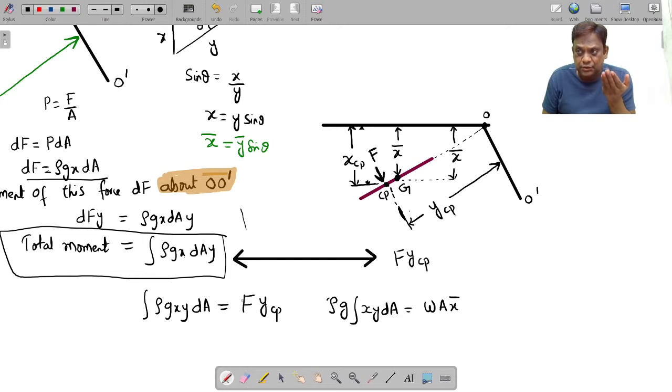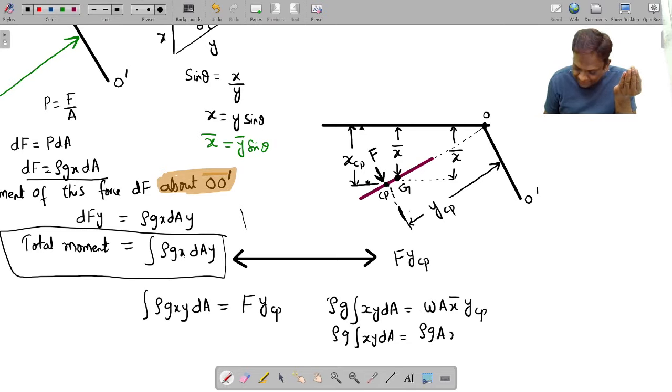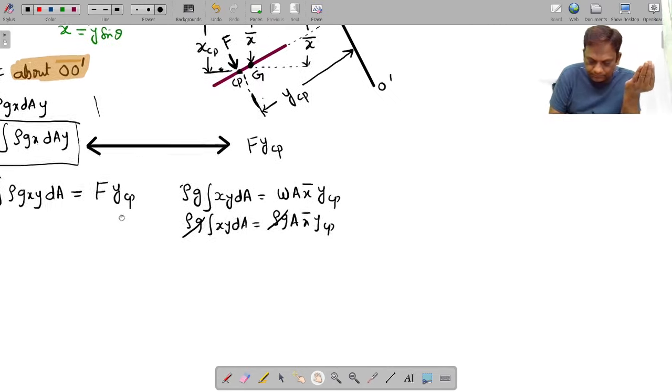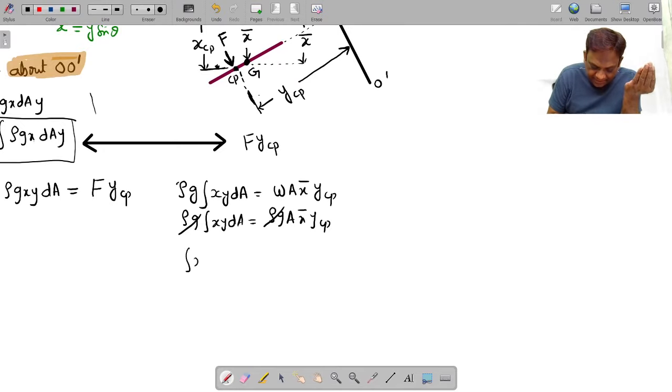Already we have calculated what the hydrostatic force is: W A x bar. So I am writing W A x bar into y_cp. But W can be written as rho g. So rho g integral x y dA is equal to rho g A x bar y_cp. So rho g is gone. Now we are left with integral x y dA is equal to A x bar y_cp.